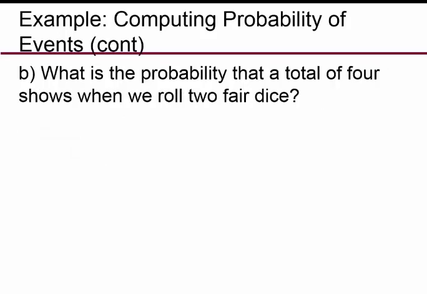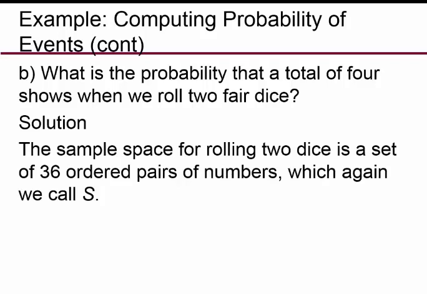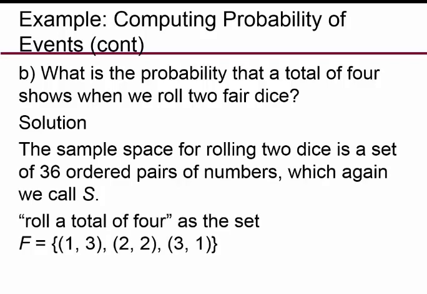Now, what is the probability that a total of 4 shows when we roll 2 fair dice? The sample space for rolling 2 dice is a set of 36 ordered pairs. And for a roll with a total of 4, there are 3 possibilities. So it's going to be 3 over 36, or 1 out of 12.